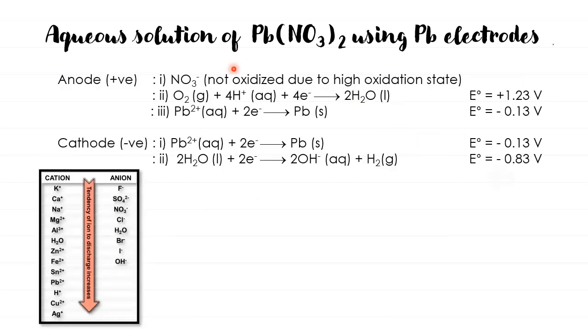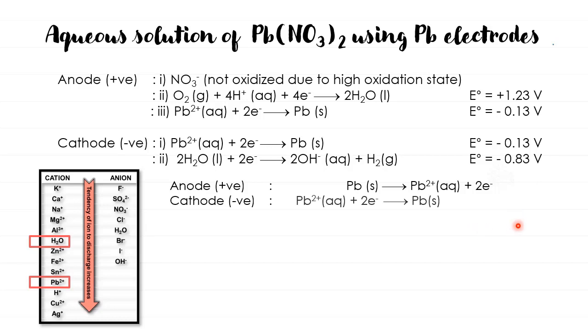Now let's check their compatibility to be discharged. Pb2+ is located below that of water, with -0.13 volt, which is more negative than the +1.23 volt of water. Hence, Pb will be discharged at the anode. While for the cathode, check for a more positive value. This time, Pb2+ has a more positive value than the water. Therefore, Pb will be discharged.